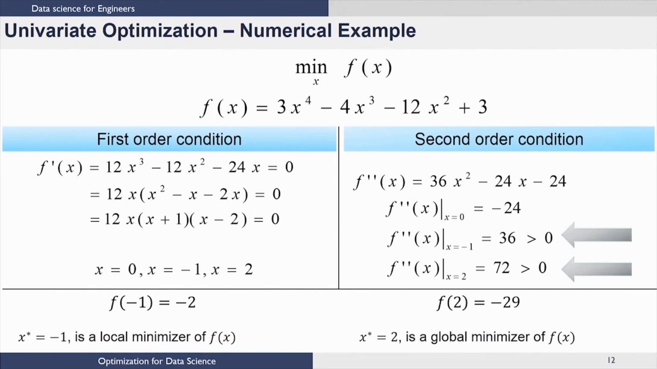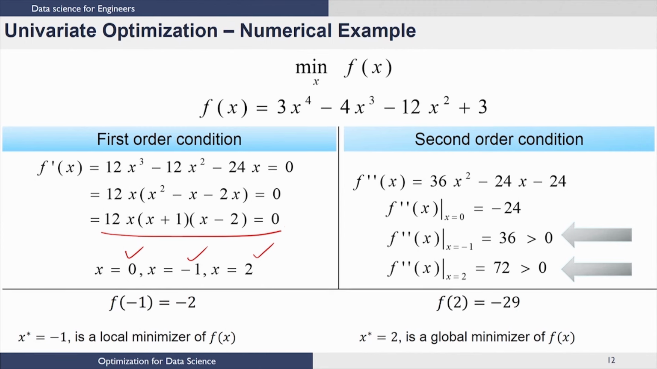So, let us take a function f of x, which is of the form 3x to the power 4 minus 4x cube minus 12x squared plus 3. Let us first do the first derivative and set it to 0. When we do the first derivative and set it to 0, we get 3 solutions: x equal to 0, x equal to minus 1 and 2.